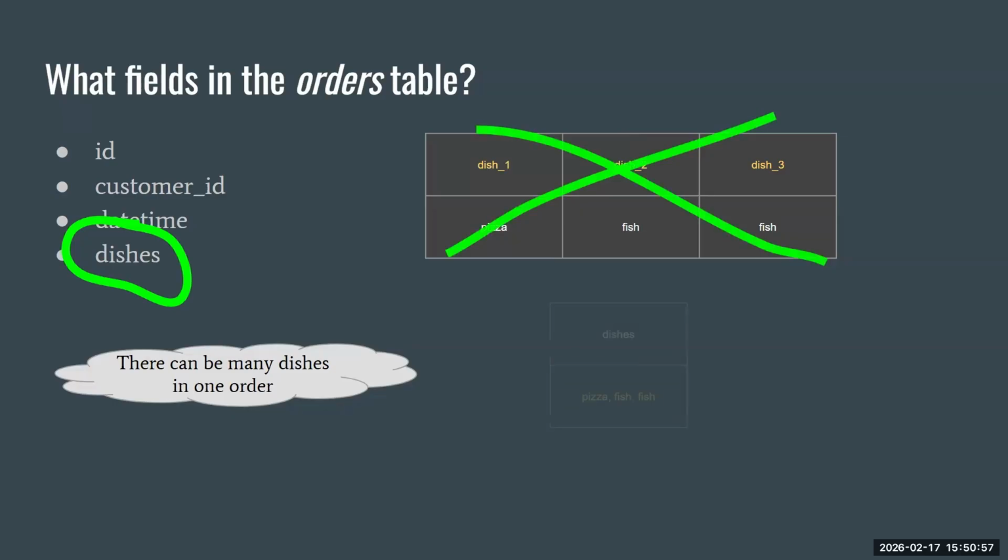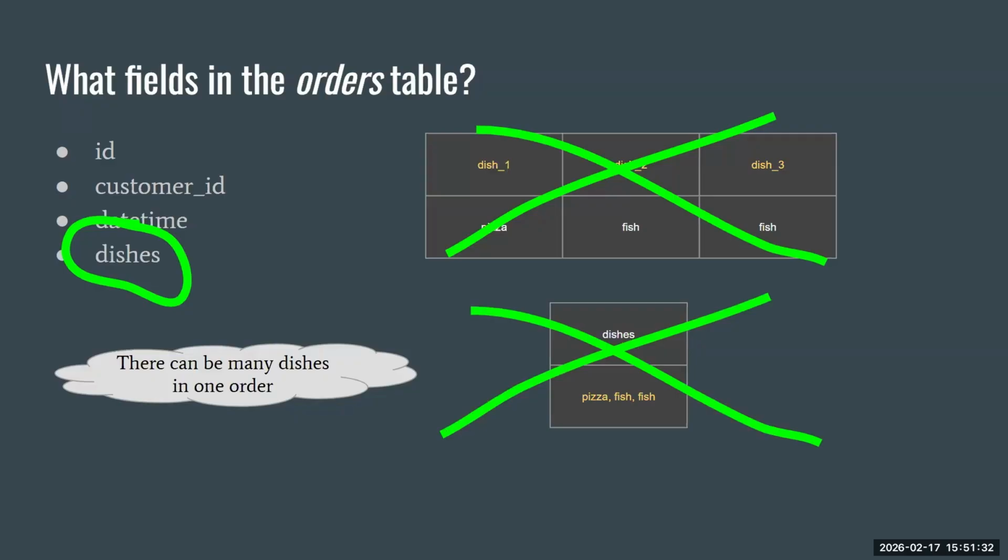What if we put multiple values in one attribute? So dishes would be a comma separated value list. So we can imagine an order with pizza, fish, and fish, right? 2 fish dishes and 1 pizza dish. However, this has many drawbacks and violates normalization rules, which we'll get to in a minute. So that is out too. So what should we do?